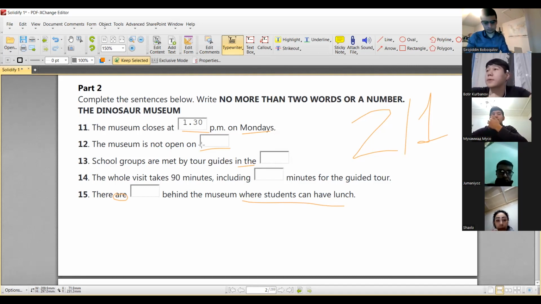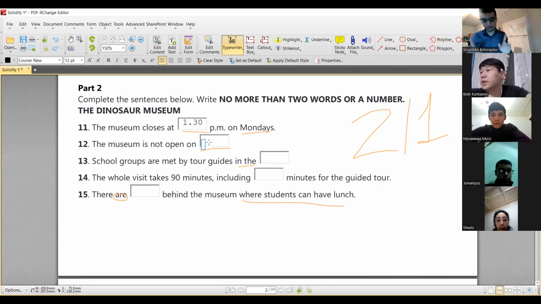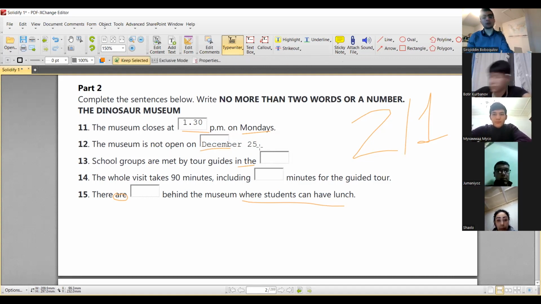Let's go on. And in fact, the only day in the year when we're closed is on the 25th of December. You can book a guided tour for your school group any time that we're open. Perfect. So the next one is 25th December. For the sake of simplicity, you can simply write December 25. Good, great, let's go on.